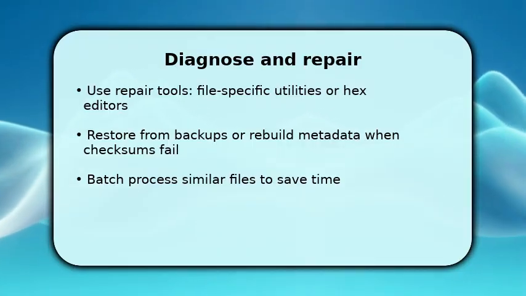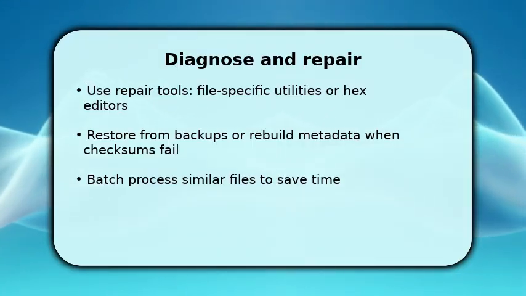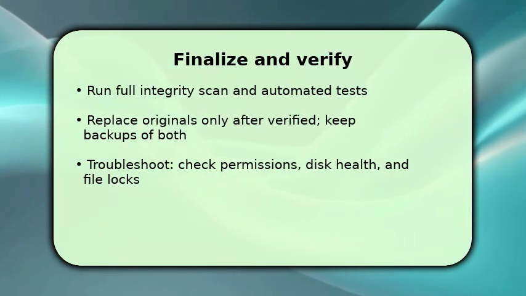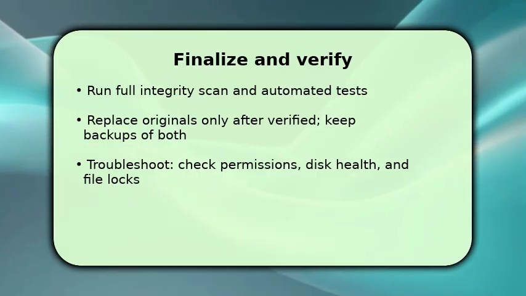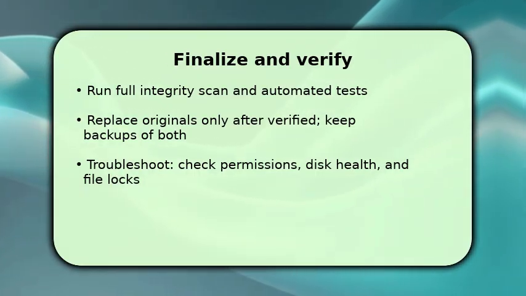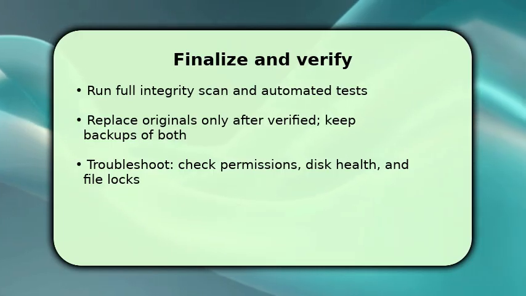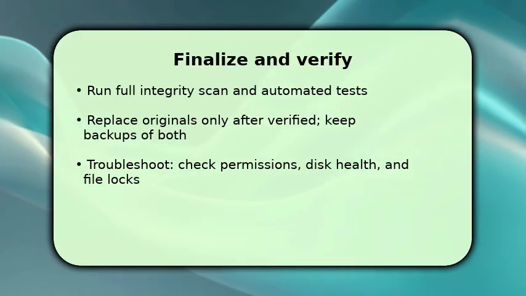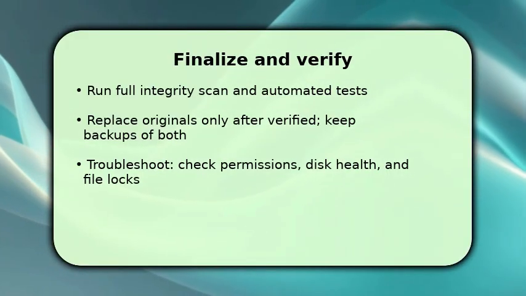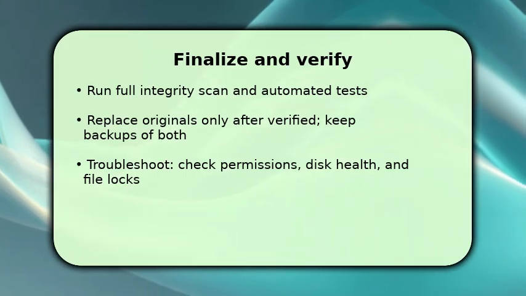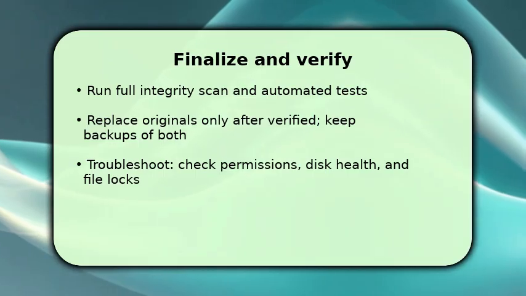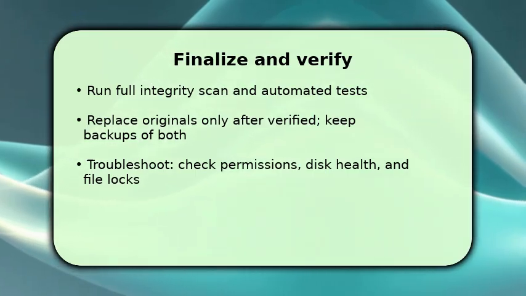You finish by verifying and finalizing changes. Run a full integrity scan and any automated tests that exercise the content. Replace originals only after every file passes verification, and keep both repaired and original backups in case you need to retry. Then, tidy metadata and restore folder structure to its intended layout. If something goes wrong, check permissions, disk health, and for active file locks. These are common hidden causes of failures, and often explain silent corruption or save errors.